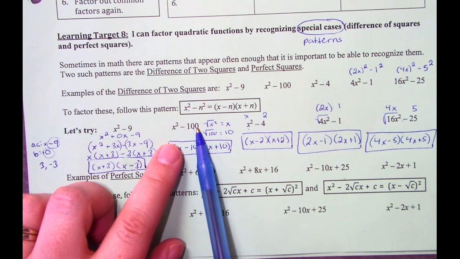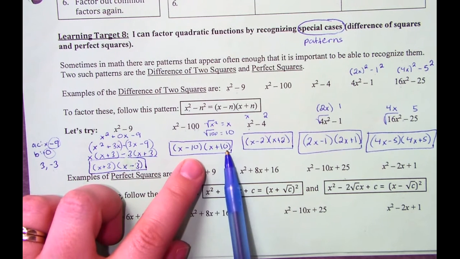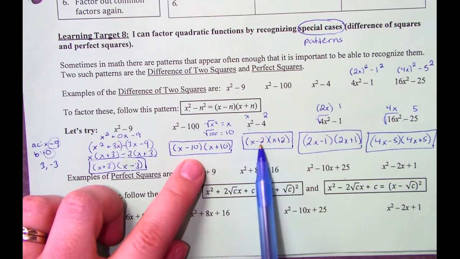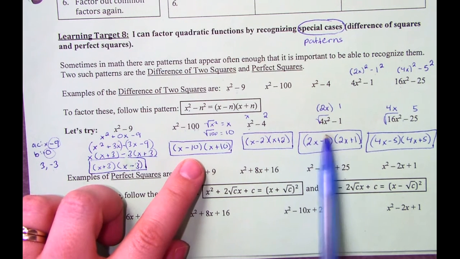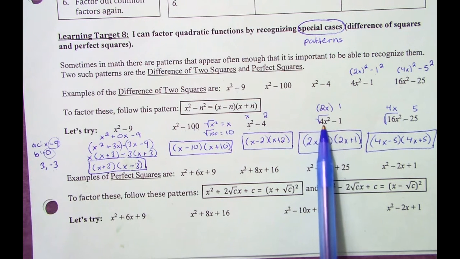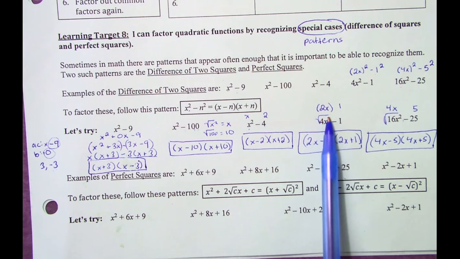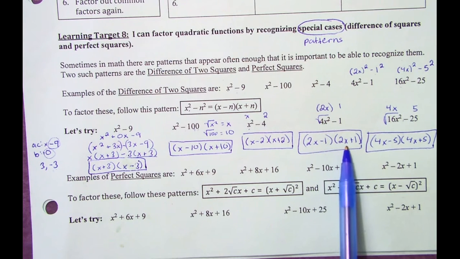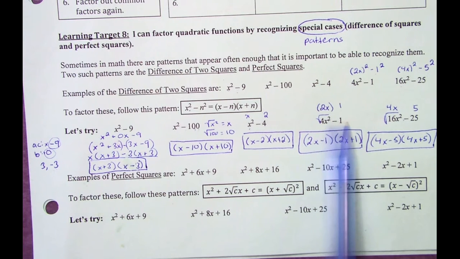So in this case it's x minus 10, x plus 10. Here it's x minus 2, x plus 2. Square root of 1 is 1, so 2x. This turns into 2x because the square root of 4 is 2 and the square root of x squared is x. So it's 2x minus 1, 2x plus 1. It's always the square root of each of these. One's minus, one's plus.